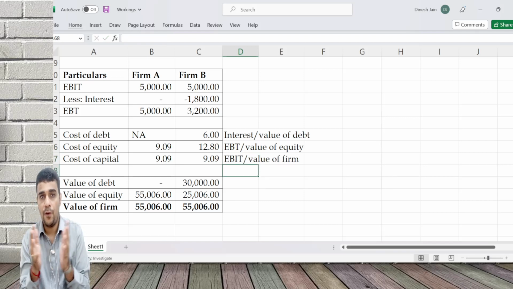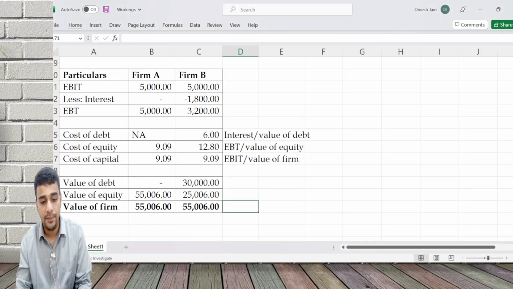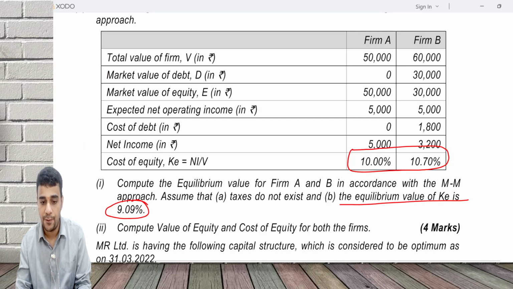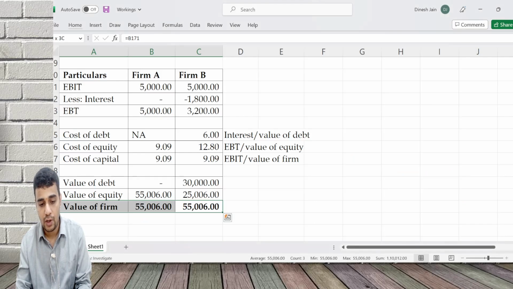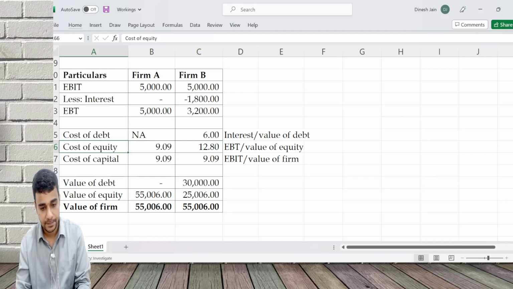If you have not followed my classes, you may find this slightly different. But students who have gone through my classes will understand this is a very simple area. The question's requirement was the equilibrium value of firm A and B, value of equity and cost of equity. Value of equity is 55,000 and 25,000. Cost of equity is 9.09 and 12.8.